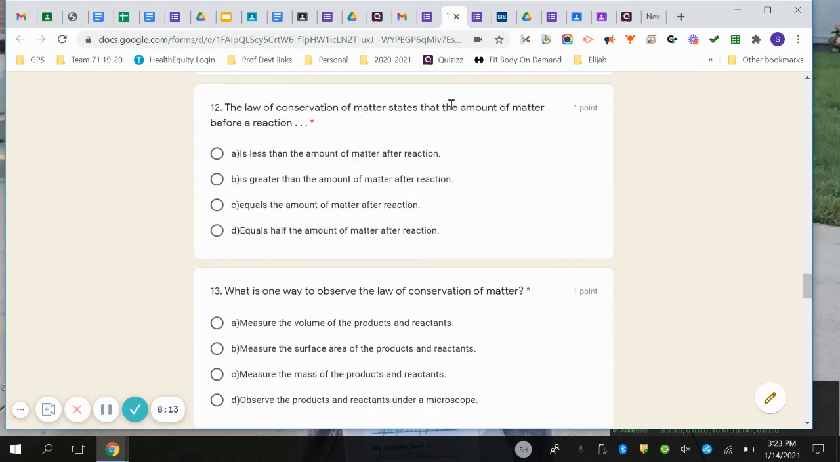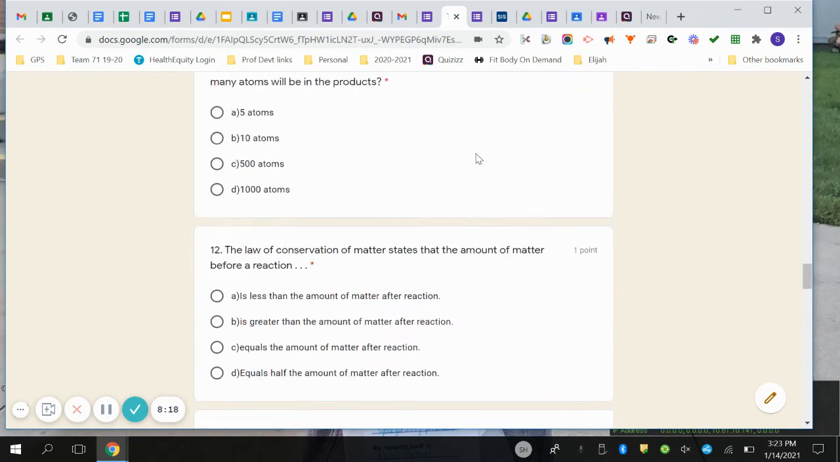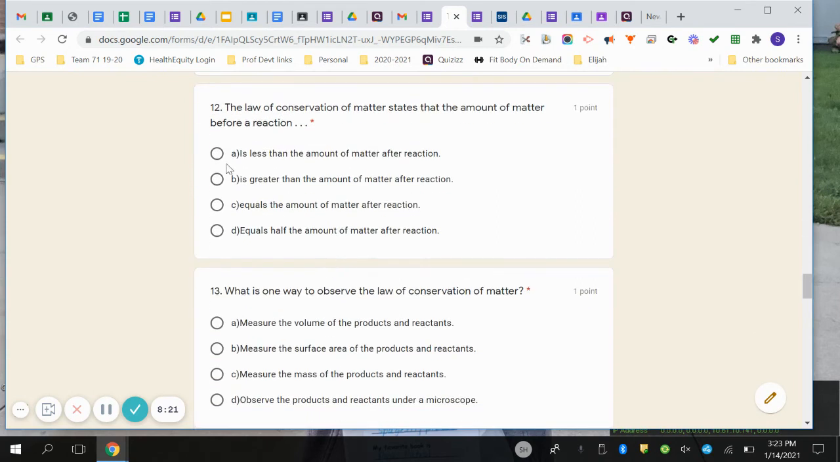The law of conservation of matter states the amount of matter before a reaction, okay, this goes right along with this question of number 11, is less than the amount of matter after the reaction. B, the amount of matter before the reaction is greater than the amount of matter after the reaction. C, is equal to the amount of matter after the reaction, or D, equals half of the amount of matter after the reaction. So is it equal to, less than, greater than, or the same? Okay.